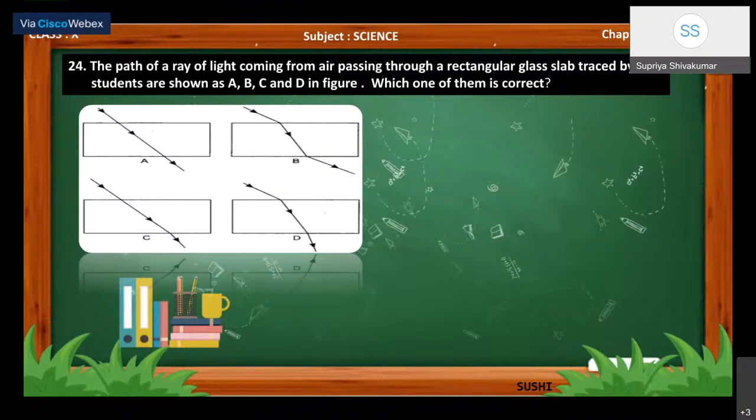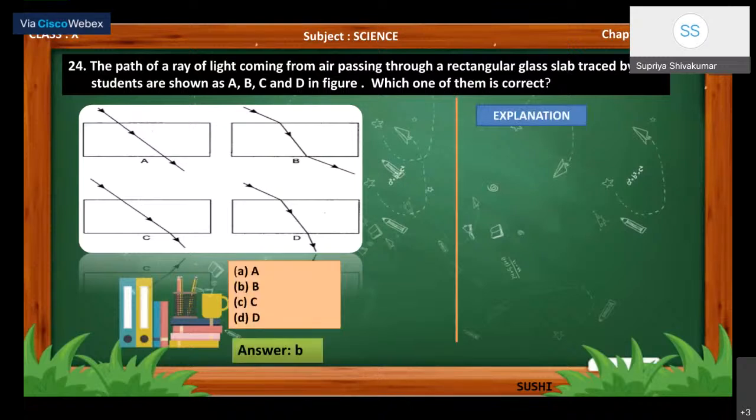So this is entirely on the concept of the rectangular slab. We know that the incident ray and the emergent ray are parallel. Only option B resembles that. So therefore the answer is option B.